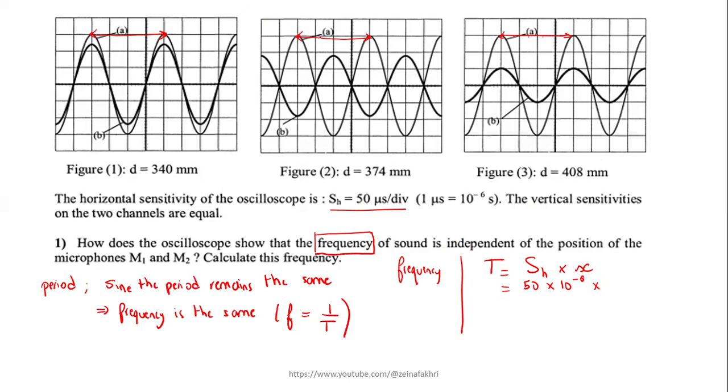Now, I have 4 divisions for the period, so x equals 4. Then I get 200 times 10 to the power negative 6 second. Now I can calculate the frequency. F equals 1 over T, so it's equal to 1 over 200 times 10 to the power negative 6. Here I have 1 over 2, which is equal to 0.5. So it will be 0.5 multiplied by 10 to the power 4 hertz.